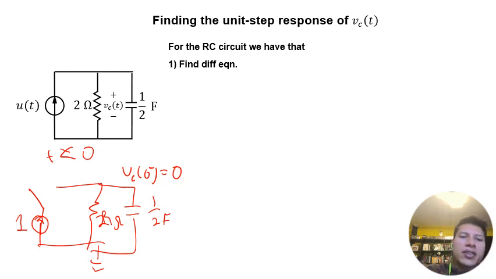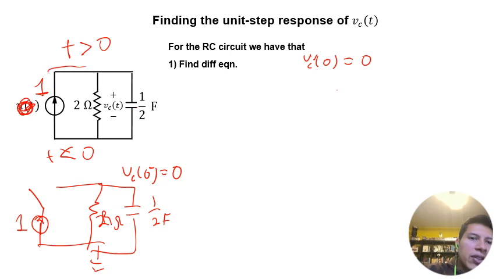Now let's find the differential equation for this circuit. So basically, now for time greater than 0, we're going to have the same circuit except with the source replaced by 1. So we know that our initial condition will be that VCs of 0 equals 0.